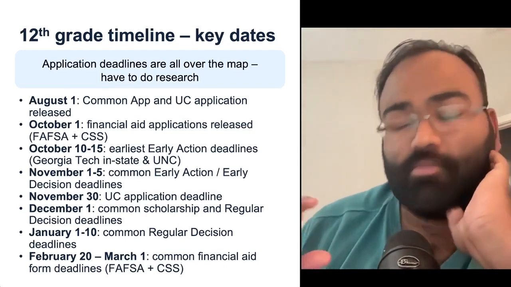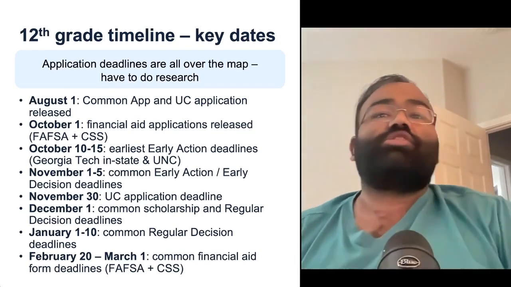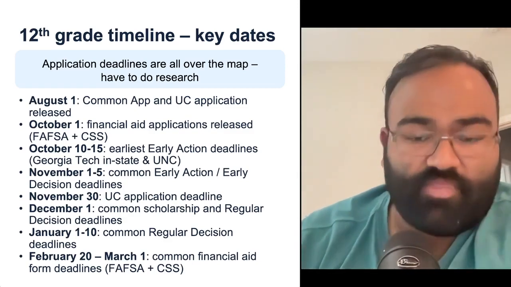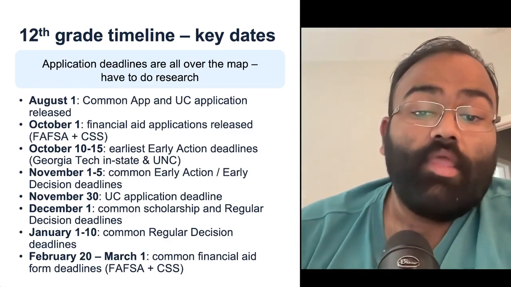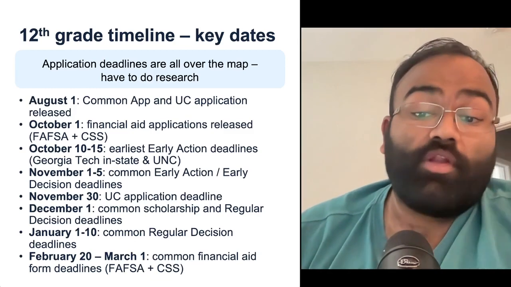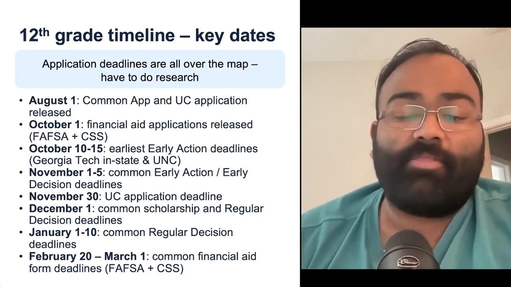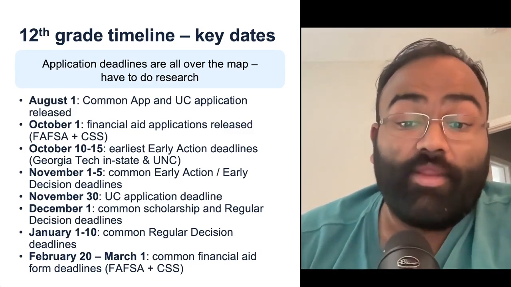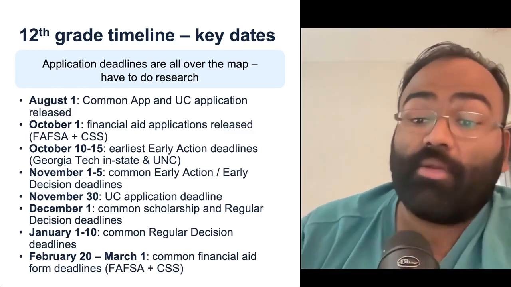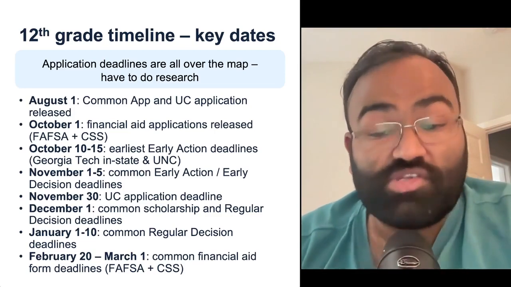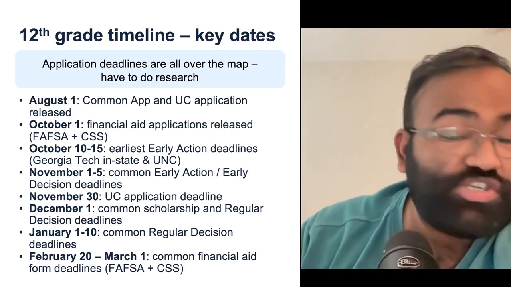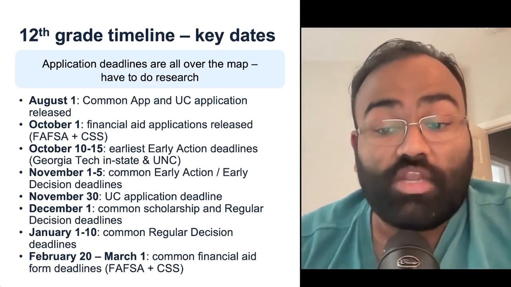It is still the case that the most common early action and early decision deadline for colleges is November 1st to 5th, somewhere in that range. November 30th is also a really critical date because it's the University of California application deadline. Why they don't have this on December 1st, I couldn't tell you, but it is an important deadline. December 1st is then a very common scholarship and sometimes a regular decision deadline. The most common regular decision deadlines are between January 1st and 10th in that early January period.